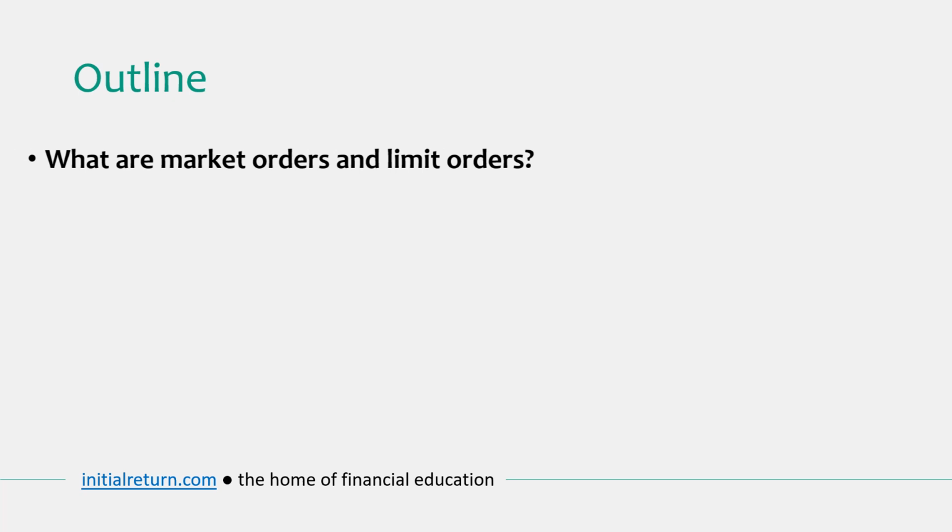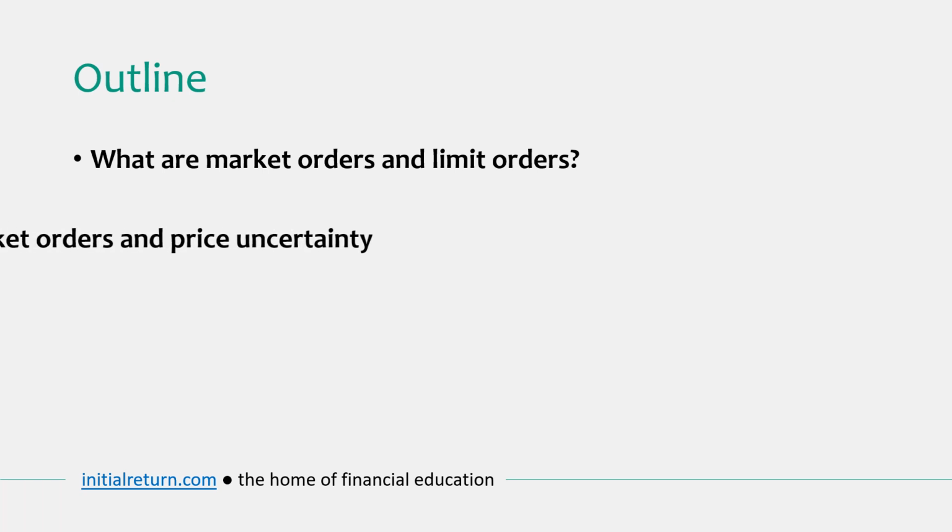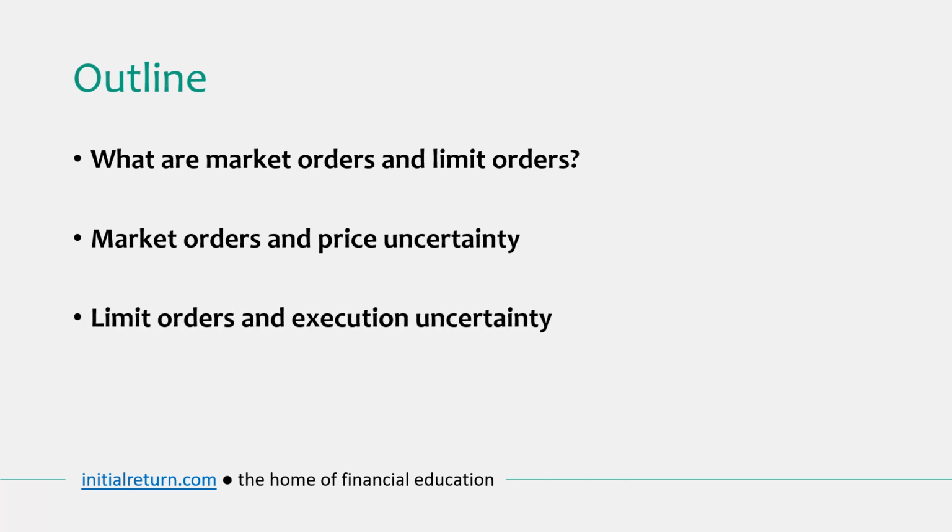We will begin with basic definitions. So we will explain what a market order is and what a limit order is and draw the distinctions between them. Then we will delve deeper and talk about market orders more specifically and explain how they embody price uncertainty. And later we will talk about limit orders in the final part of the video today. And in relation to that, we will talk about execution uncertainty.